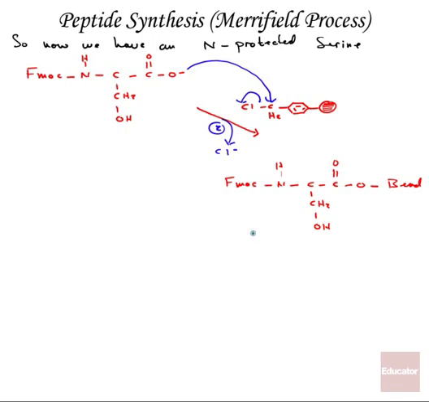Now I'm going to go ahead and react this with, so this is going to be reaction number 3. Go back to red. This is going to be our trifluoroacetic acid or our mild base, and this is to take off the FMOC group to deprotect the nitrogen. So what I end up with is the following.